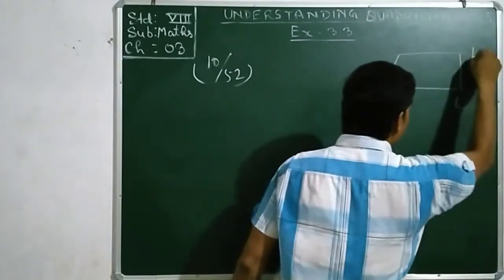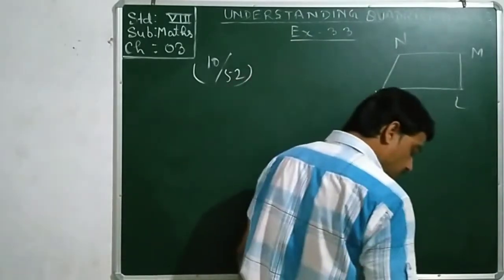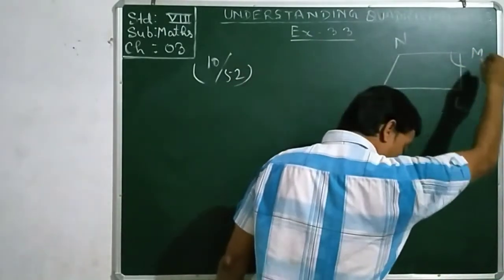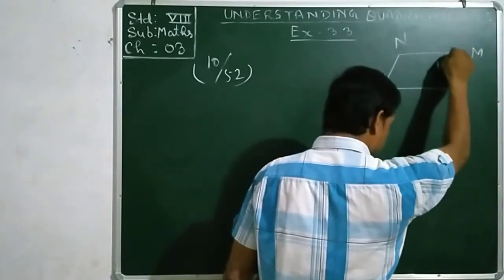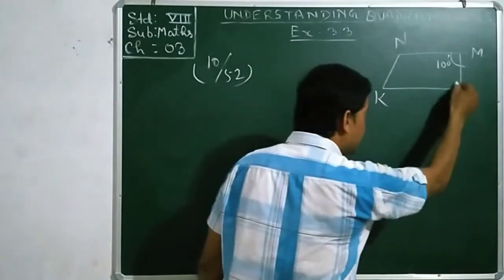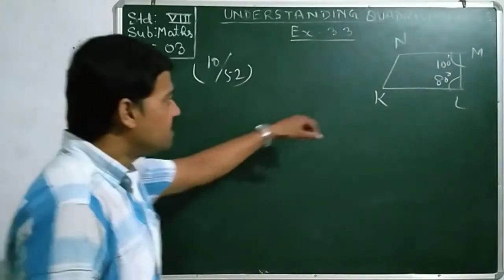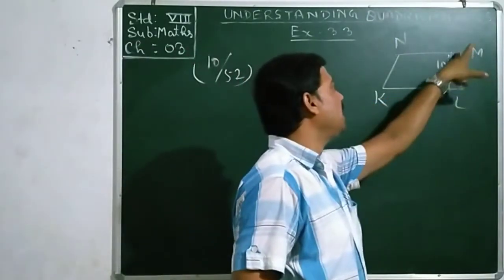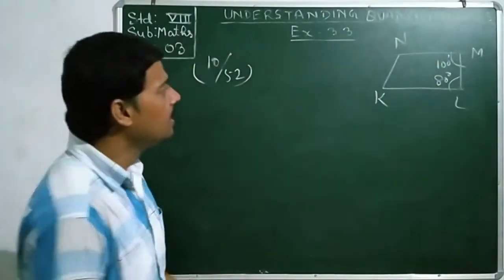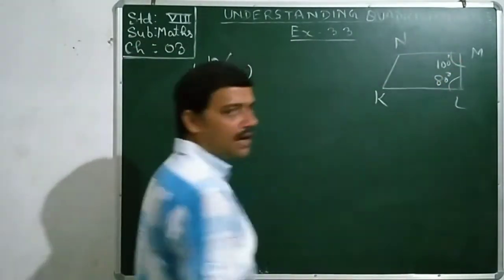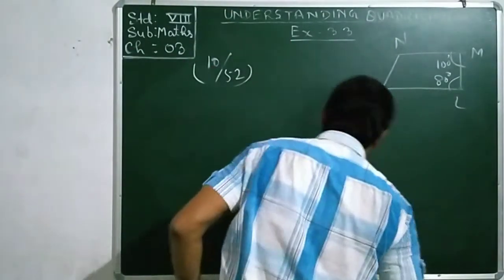K, L, M, N, where this angle is given as 100 degrees and this angle is given as 80 degrees. Okay, very simply, if L and M are supplementary, then KL and MN are parallel, but KL and MN are not equal, so this figure is a trapezium.